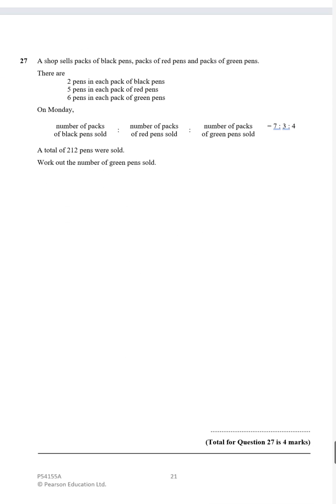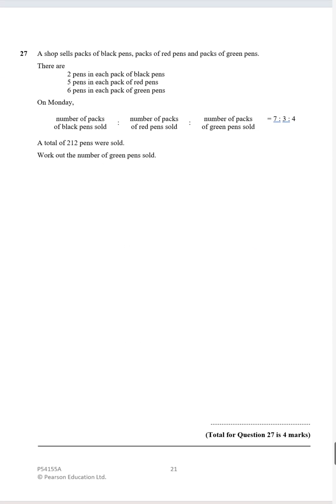Question 27. A shop sells packs of black pens, packs of red pens, and packs of green pens. There are 2 pens in each pack of black pens, 5 pens in each pack of red pens, and 6 pens in each pack of green pens. On Monday, the number of packs of black pens sold, the number of packs of red pens sold, and the number of packs of green pens sold was in the ratio 7 to 3 to 4. A total of 212 pens were sold. Work out the number of green pens.